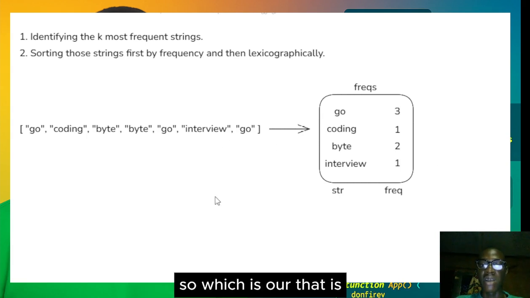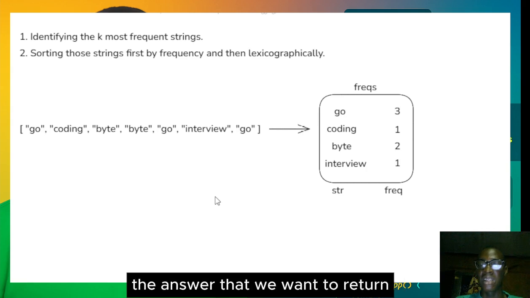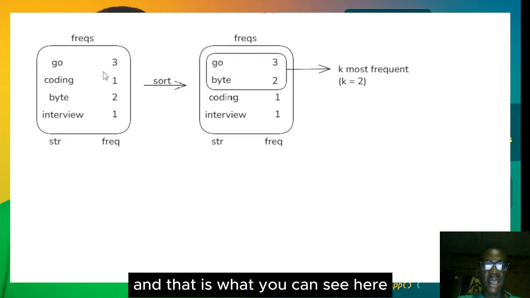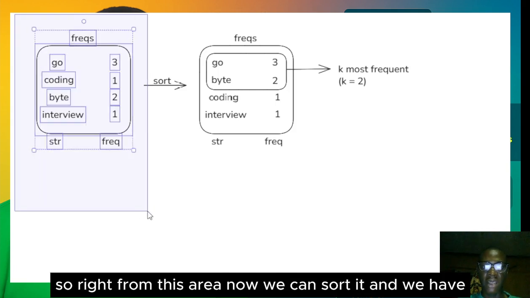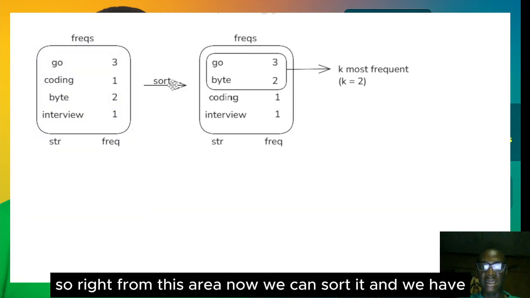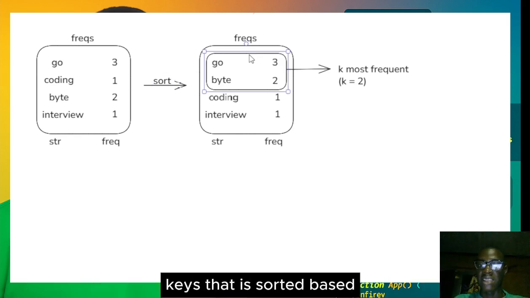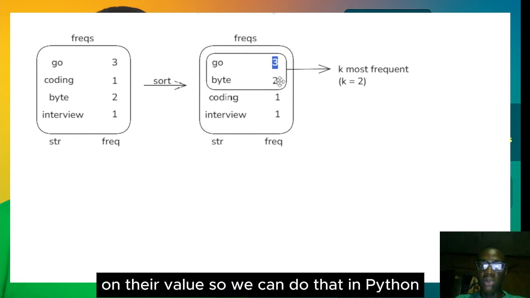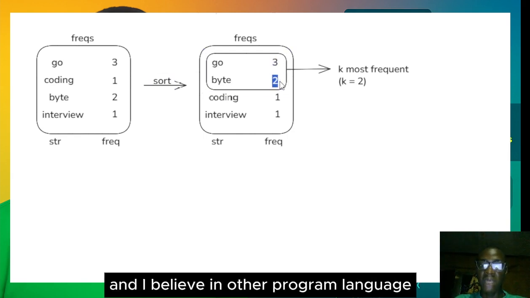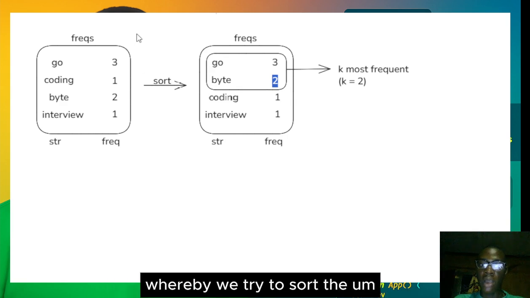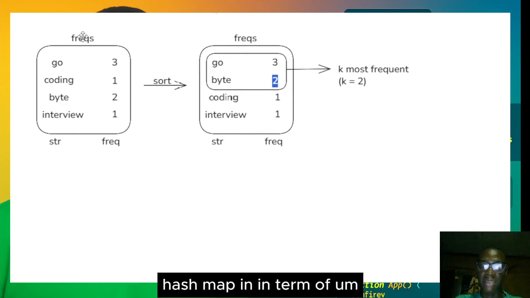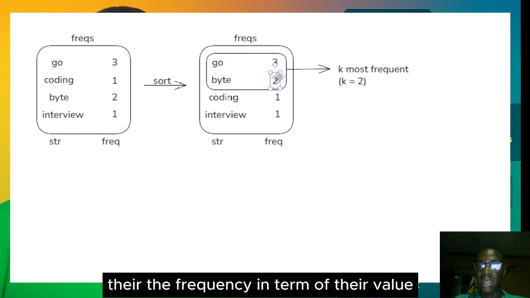So the first k elements in the array will be the answer that we want to return, and that is what you can see here. So right from this array now, we can sort it, and we collect it into an array of keys that is sorted based on their value. We can do that in Python, and I believe in other programming languages, whereby we sort the hash map in terms of the frequency, in terms of their value.